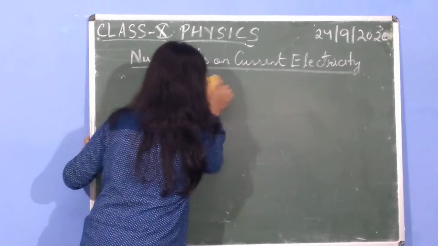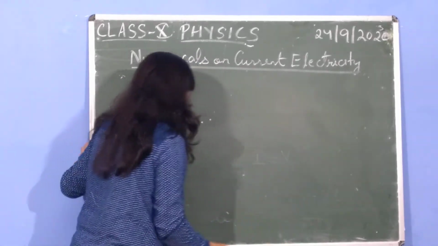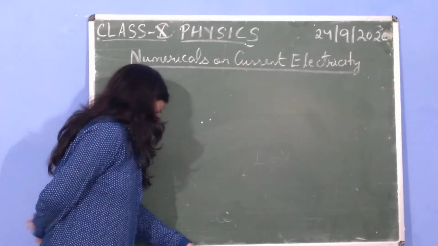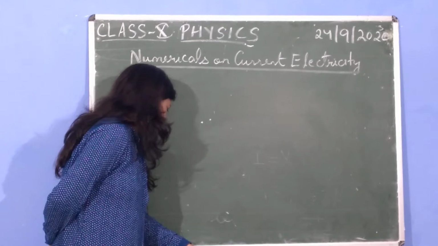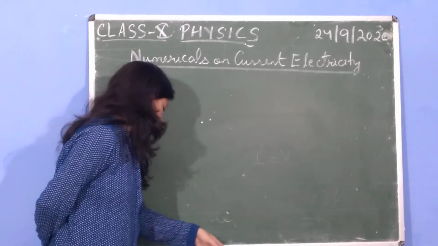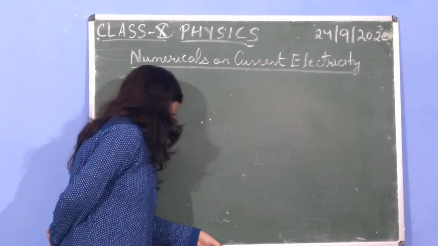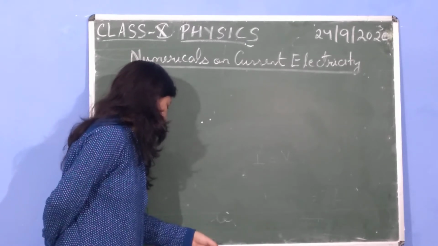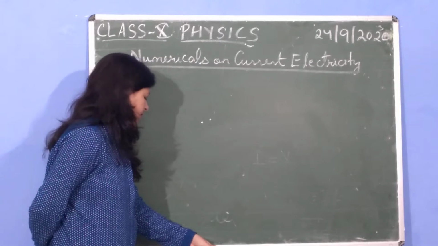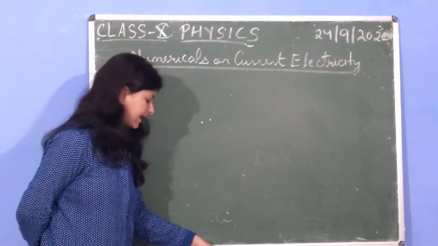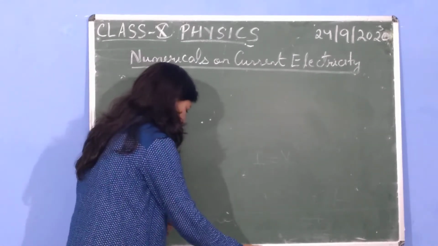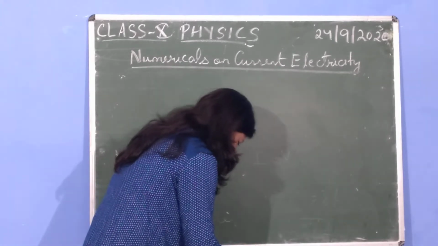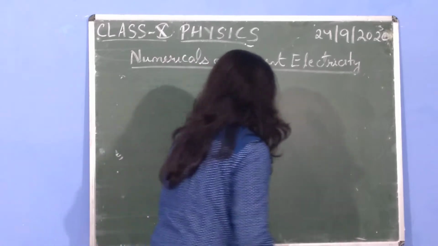Number 22. The question reads, 2 resistors of resistance 4 ohm and 6 ohm, same values, are connected in parallel to a cell to draw a current of 0.5 ampere from the cell. Now in this question, the two resistors are not in series, they are in parallel. Let's draw the circuit diagram first. I will just draw it here.